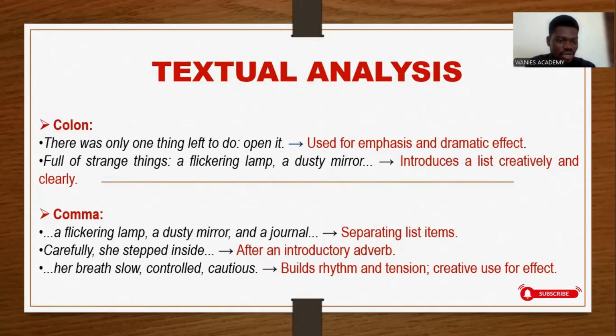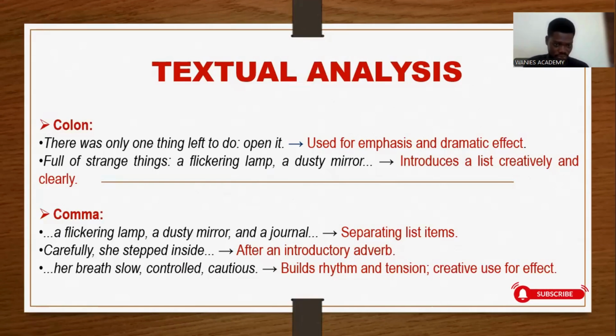And lastly, we have a breath, slow, controlled, cautious. So this builds rhythm and tension, a creative use for effect. It is building up. It's like a built-up conflict. It's a building of rhythm and tension. You can sense the conflict, what we call the climax. The building of the climax. It is ascending. The tension is ascending.